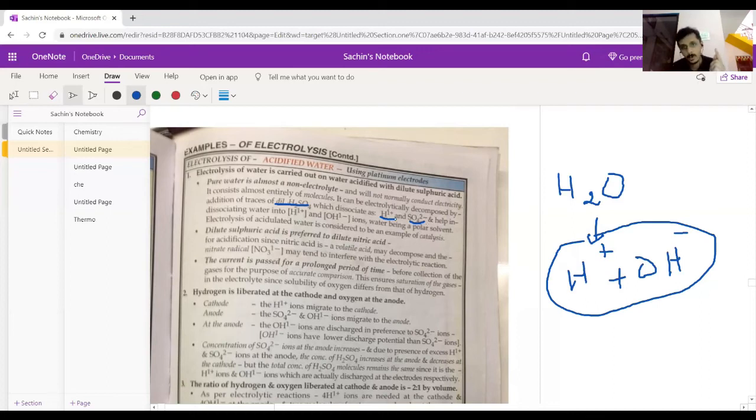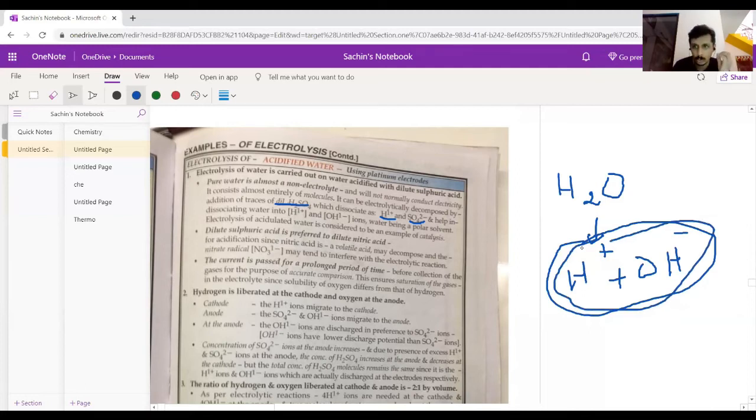Once that H plus is formed, it will encourage water to break down further. Now H plus and OH minus will be formed. Just keep it in mind. If you take pure water, the H plus and OH minus concentration is low. But when you add dilute sulfuric acid, it will dissociate to form H plus and SO4 2 minus ions. Then once H plus is formed from sulfuric acid, it will catalyze the water to form these ions, H plus and OH minus.